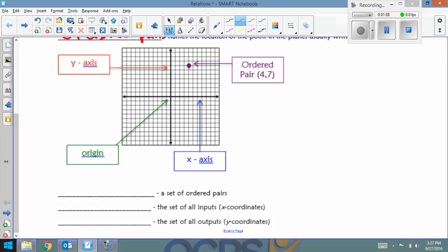A relation, which is what we're talking about today, is just a set of ordered pairs. It's basically a bunch of ordered pairs that are grouped together all in one. We also have our x values. X values are always considered our domain, and our range is going to be our y values.